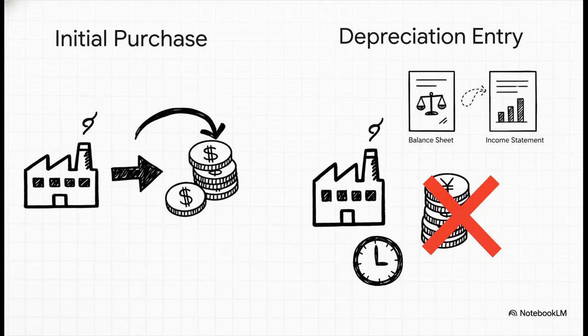The annual depreciation entry we make is just moving a piece of the asset's cost from the balance sheet over to the income statement as an expense. It's just an internal allocation on paper. No check is written, no money changes hands.